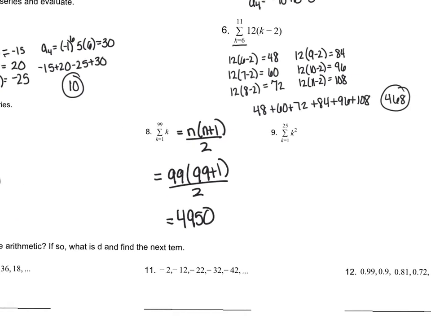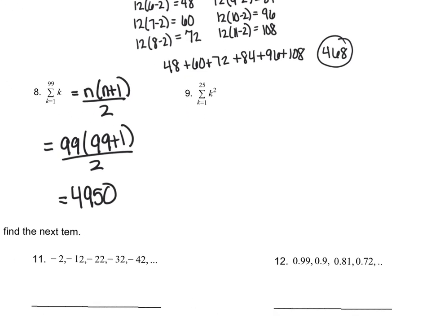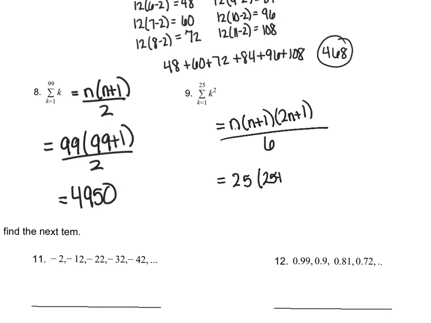Our last has the k squared, which makes it quadratic. So our cheat formula for this is n times n plus 1 times 2n plus 1 all over 6. My number of terms here would be 25. So 25 times 25 plus 1 times 2 times 25 plus 1 all over 6. And the answer here is 5525.